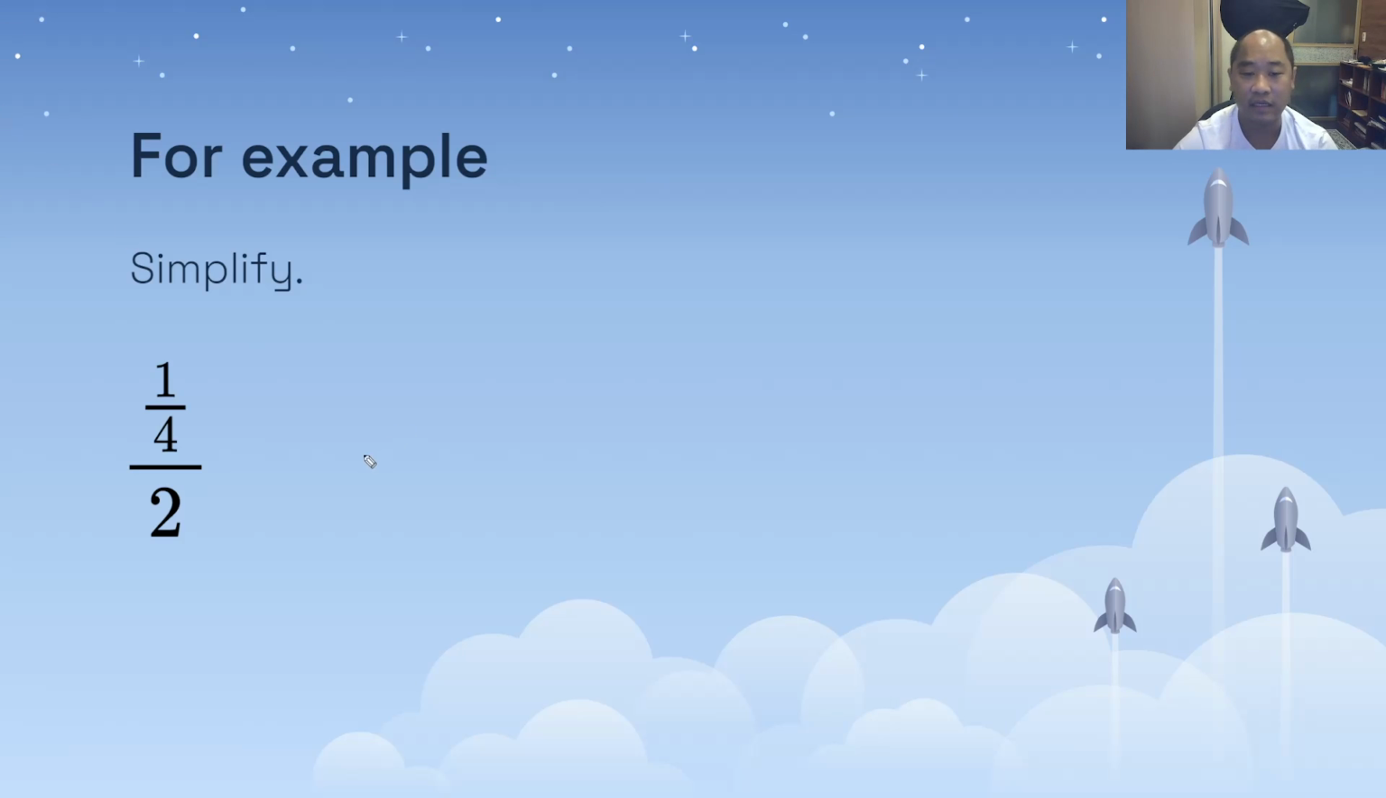Now let's take a look at an example where we have just a fraction at the top. So this is 1/4 divided by 2, right? And 2 is the same thing as 2/1. So this is the same thing as 1/4 divided by 2/1, which is the same thing as 1/4 times 1/2, which is the same thing as 1/8.